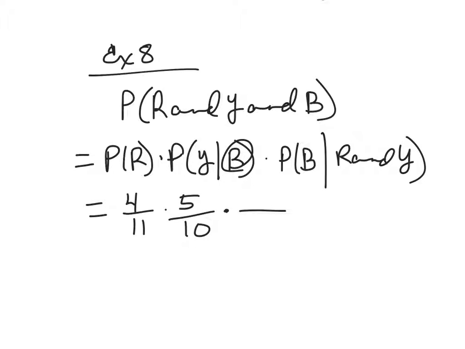Times, now we're going to look for the probability of getting blue. There are 2 of those, assuming that we got red and yellow on the first 2. If we didn't replace them, then there's only going to be 9 balls left in the urn.